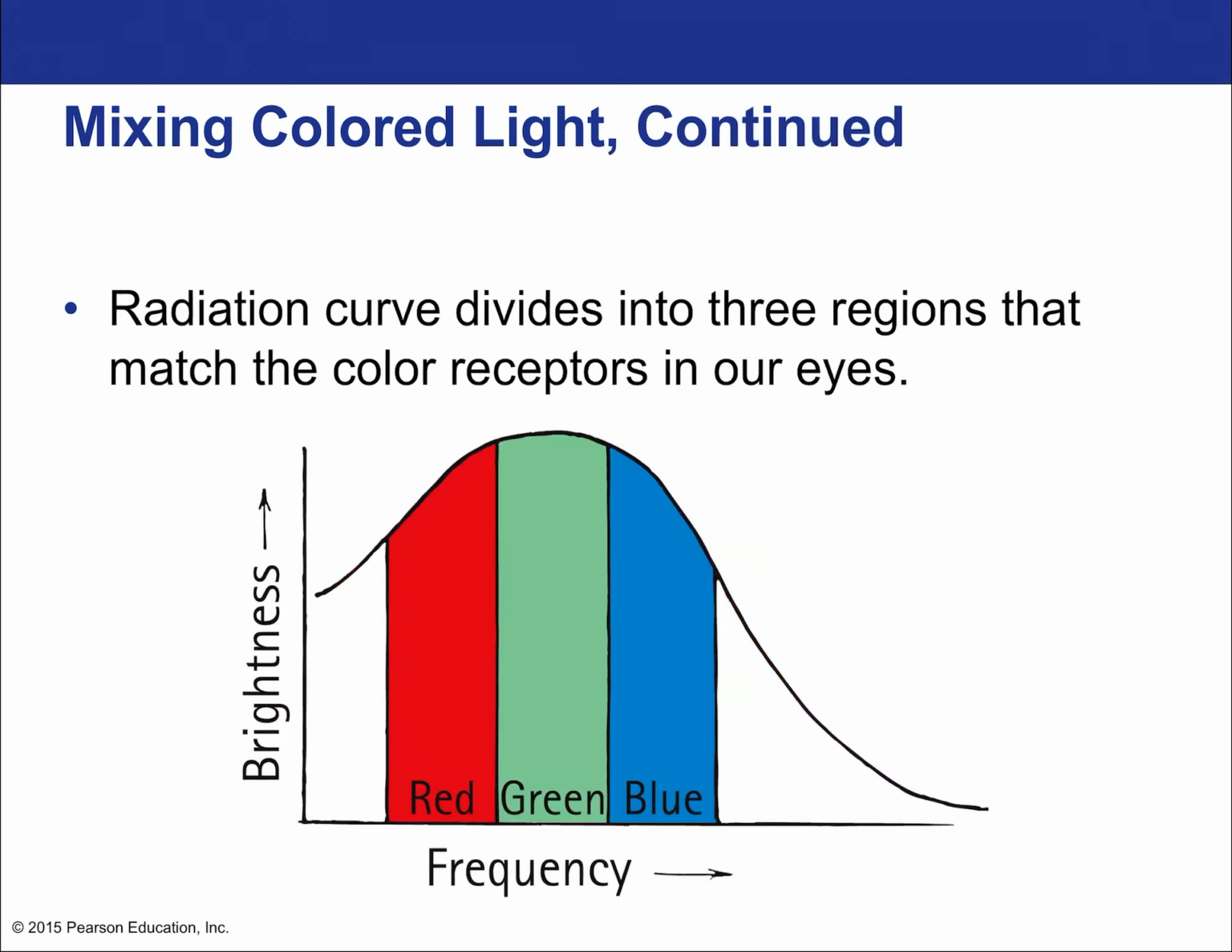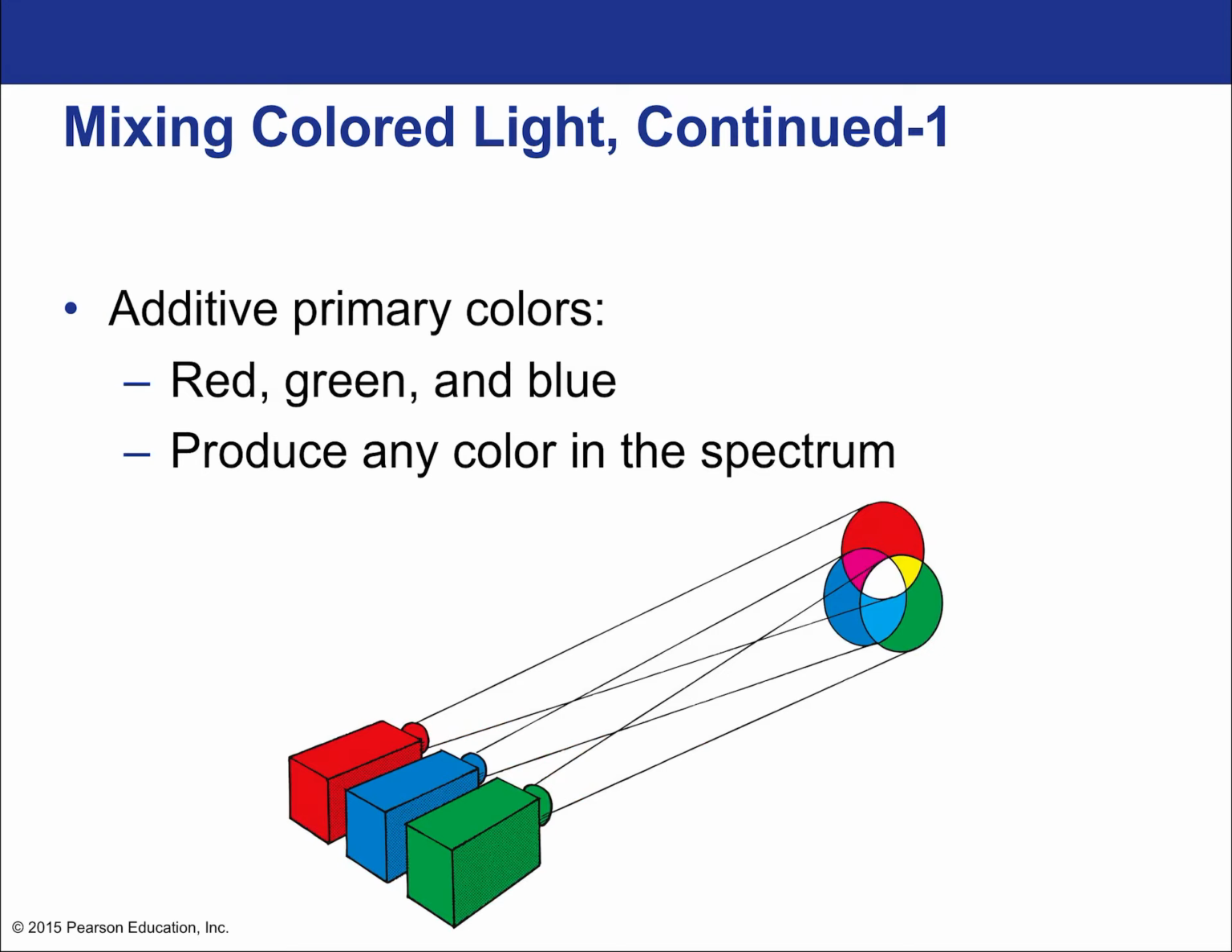Okay, and considering the radiation curve, we can divide it into three regions. This is the overall radiation curve of the light that's created by the surface of the sun that match the color receptors in our eyes. Okay? Red, green, and blue. So we often talk about these as being the primary colors. And again, that's because we have particular cells in our eyes that pick up red, green, and blue. So these are important colors for us. Okay? And these are known as the additive primary colors. So this is kind of a key term here.